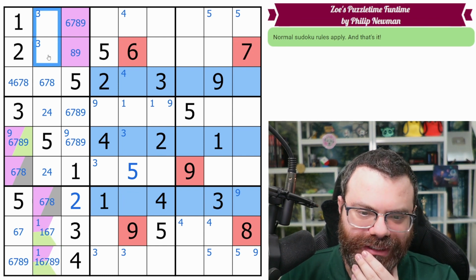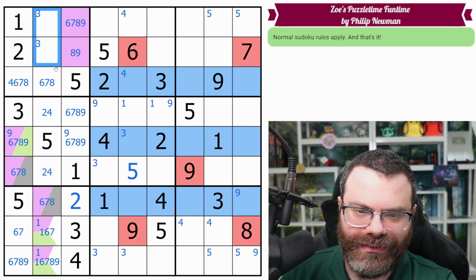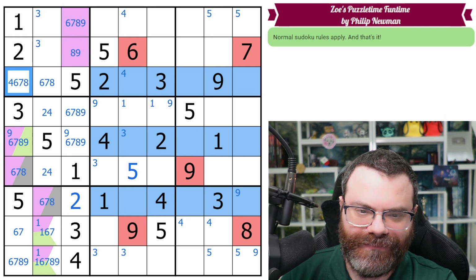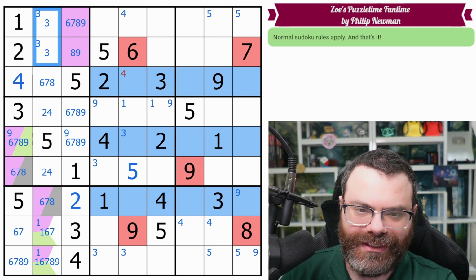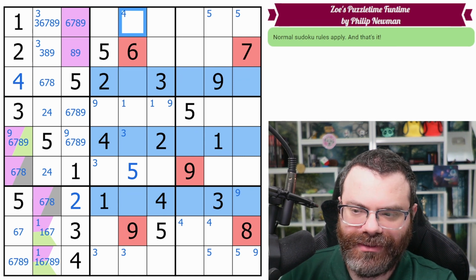These are 3, 6, 7, 8, 9, I think. They can't be 4. Okay, so 4 in this box is placed. This is a 4. That's convenient. And these are 3, 6, 7, 8, 9. Clean up a little bit. And that 4 gives us this 4.